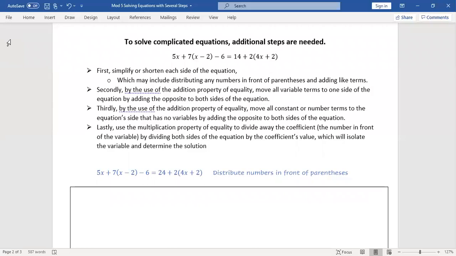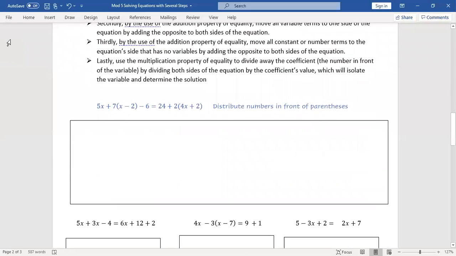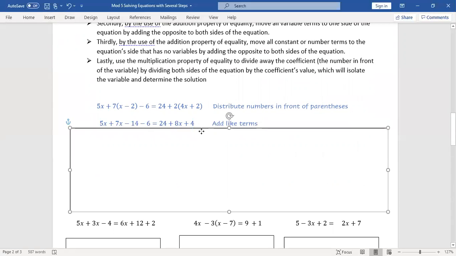If it's 1, x is basically by itself, because x equals a number that's really 1 times x. 1x or x, they really mean the same thing. But if I have a different number in front of the x, I'm going to have to use my multiplication property of equality and divide that away so that I can isolate the x. So let me go ahead and show you how this complicated equation would be solved.